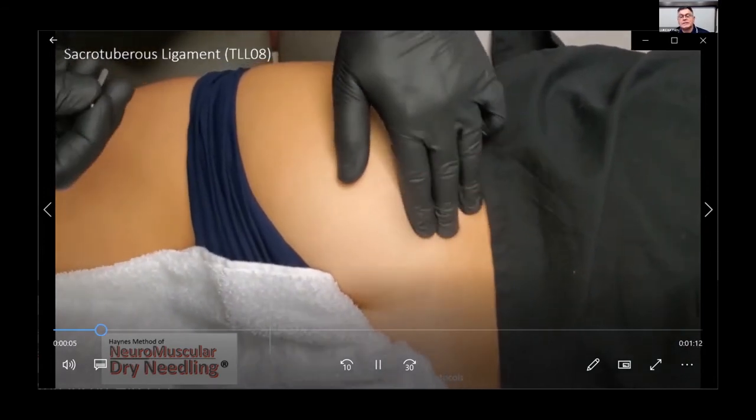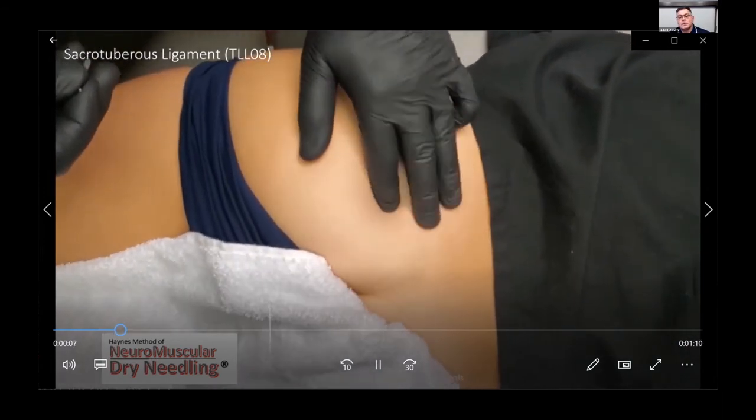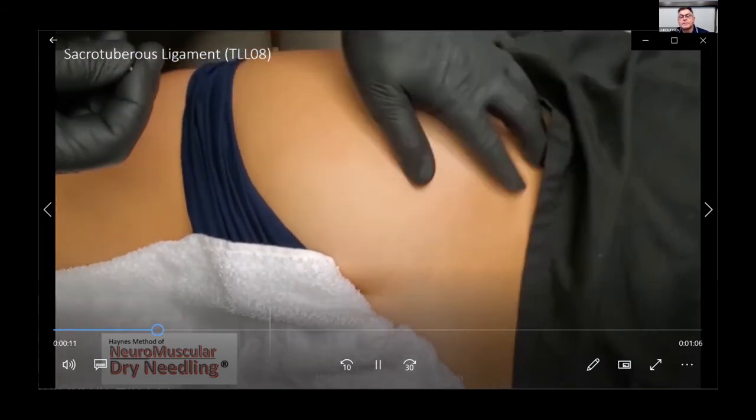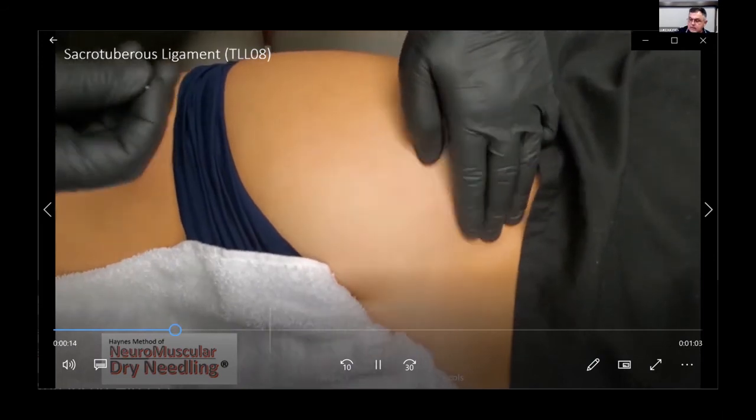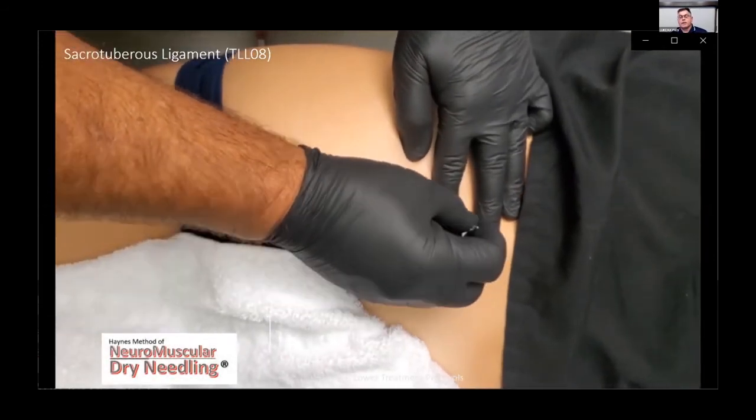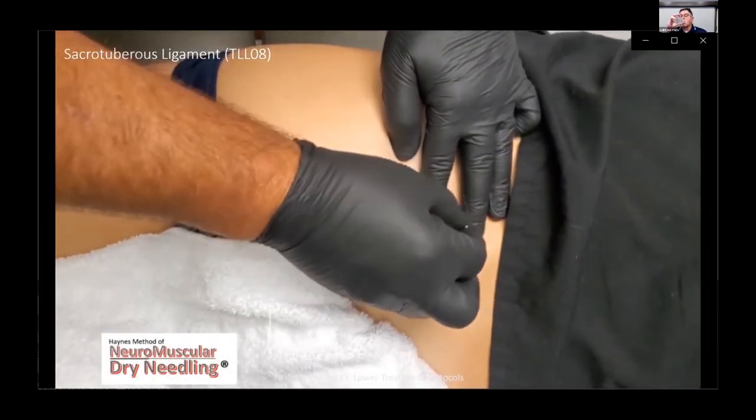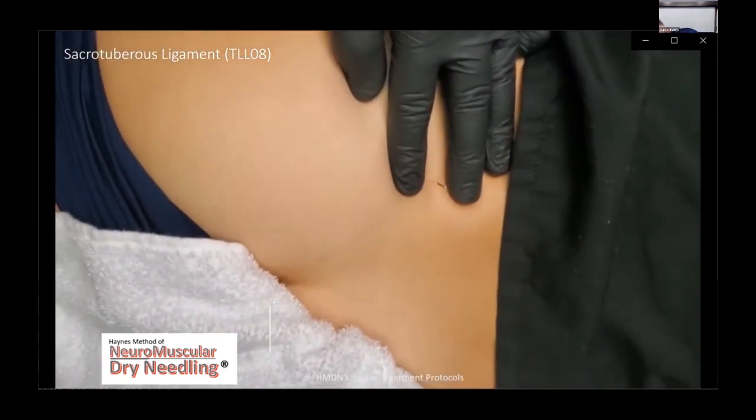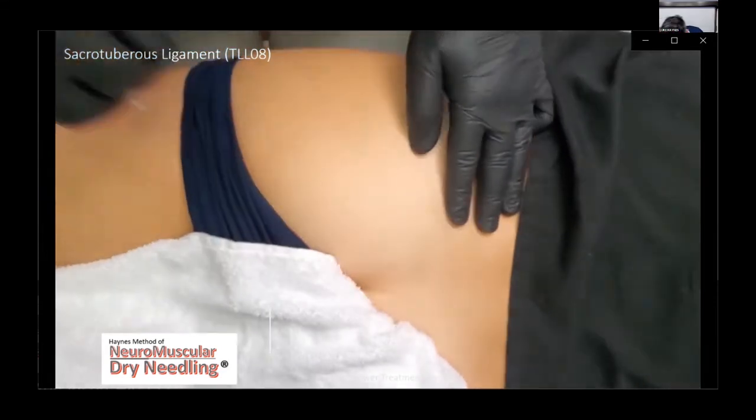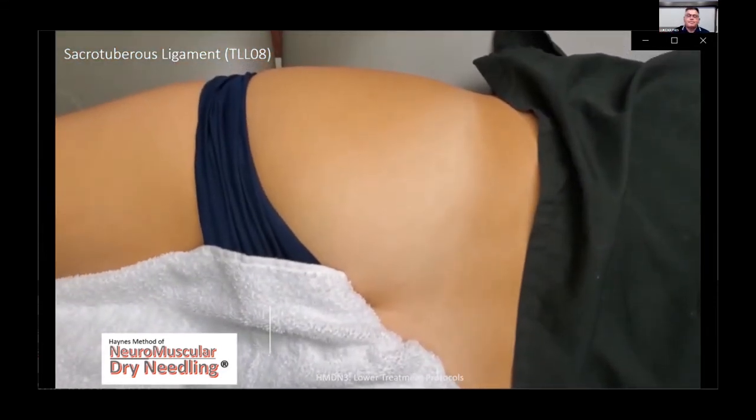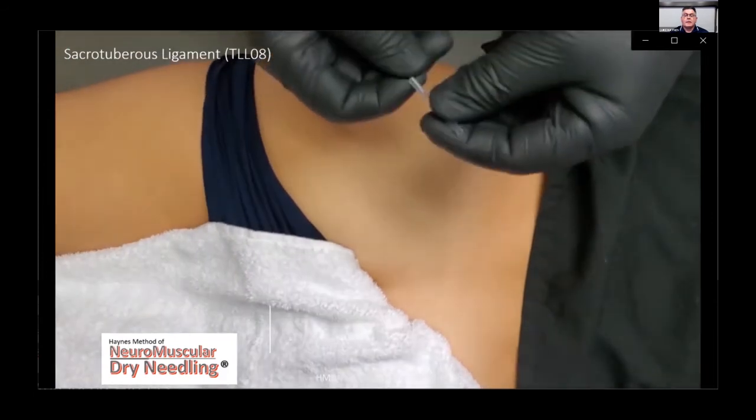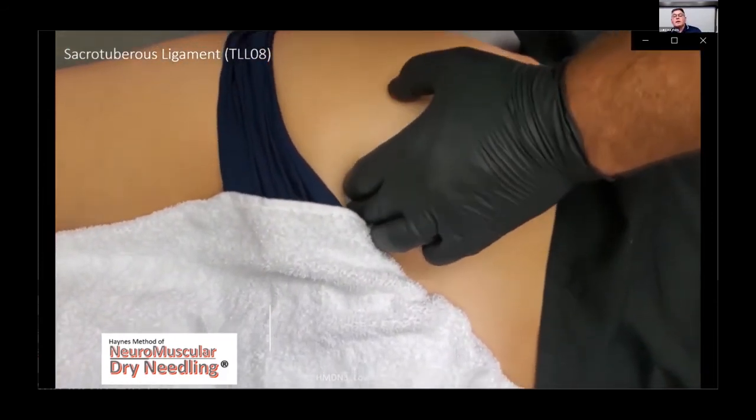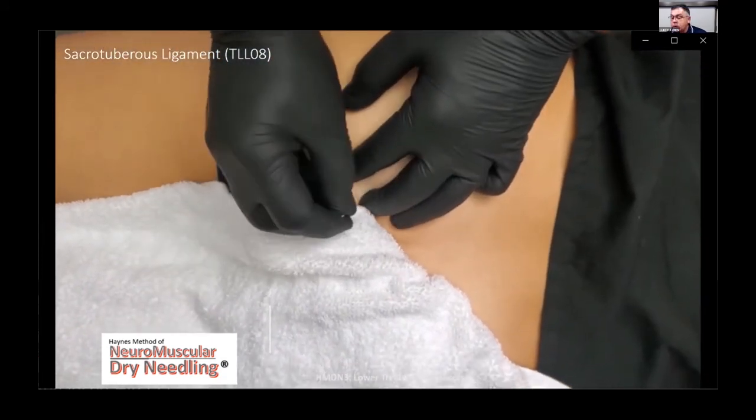So we can needle at or just inferior to the PSIS. We'll drop down. We also do it at the sacrococcygeal junction. Again, this is placement. Definitely talk to your patient about what you're doing and why you're doing it.